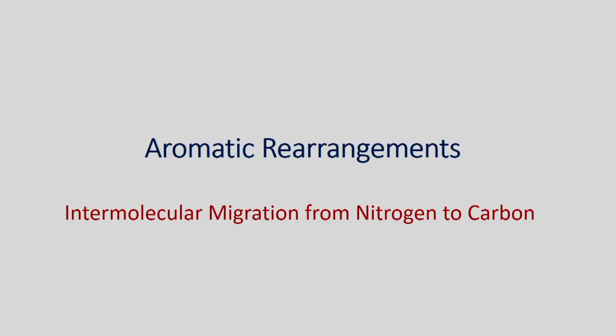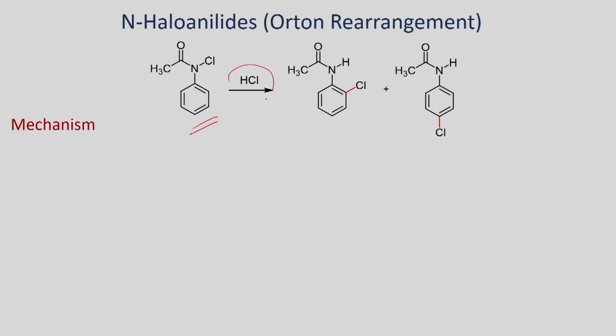Now let us look at the rearrangement of aromatic substrates. Here is the rearrangement of N-chloroacetanilide shown here. When you treat this compound with acid, it can give the chlorinated compound. These are examples of intermolecular rearrangement.